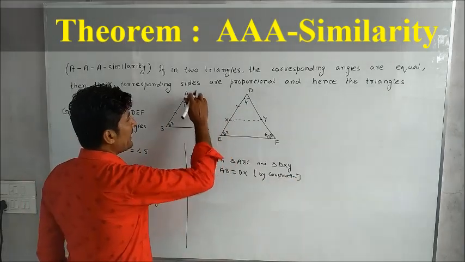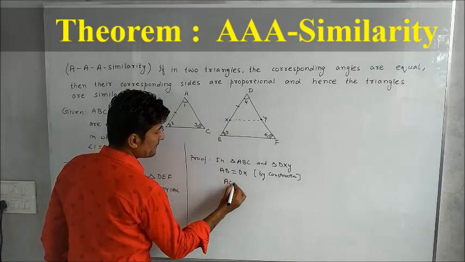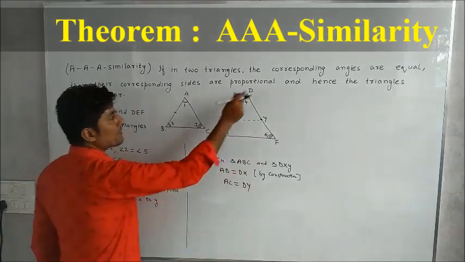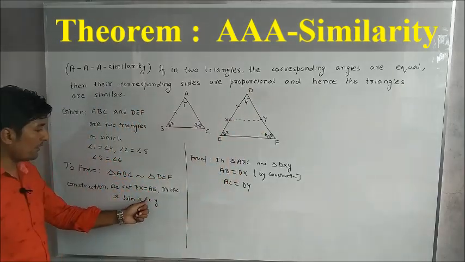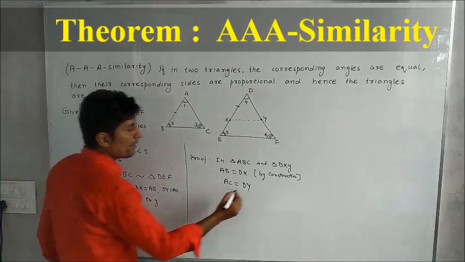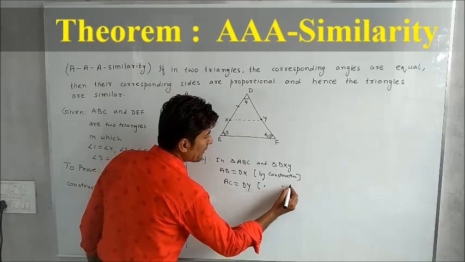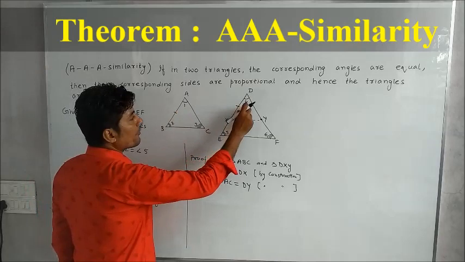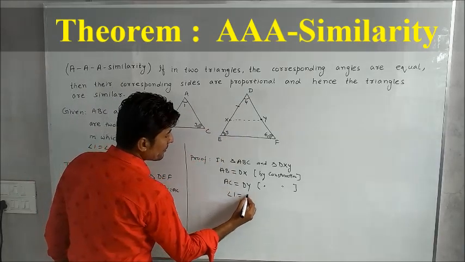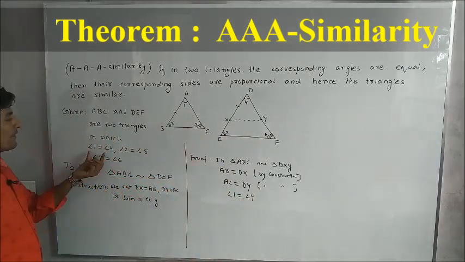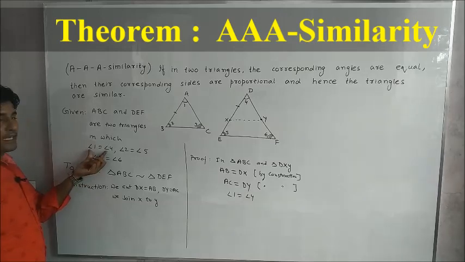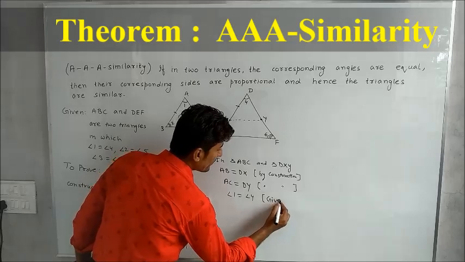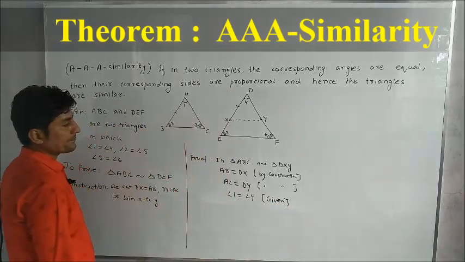Similarly, we can write here AC is equal to DY. Why is AC equal to DY? By construction. I have already mentioned DY equals AC, so here also we write the same reason, by construction. After that, angle 1 of this triangle is equal to angle 4 of this triangle. It is already given in the question, so we can write here given.